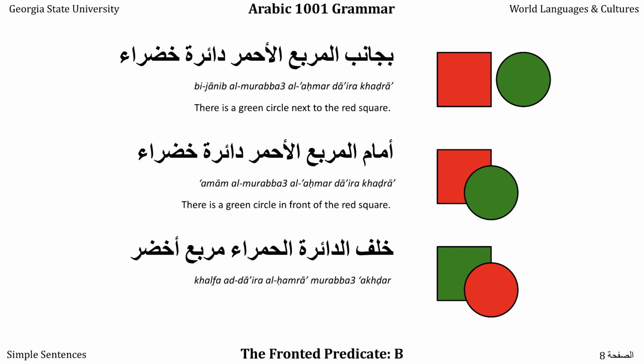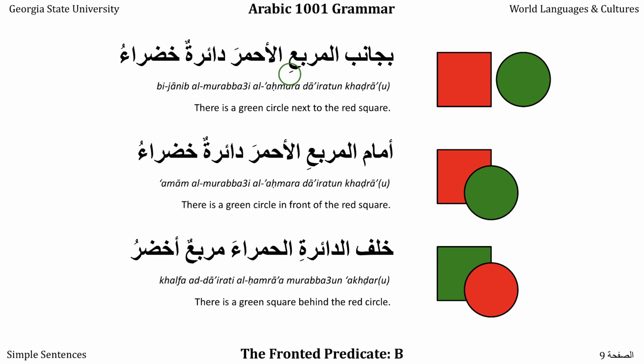Khalfa da'irat al-hamra murabba akhdar. There is a green square behind the red circle. Notice that al-murabba in the first sentence gets a single kasra. It's majroor case because it comes after a preposition. It's a single kasra because it's definite.